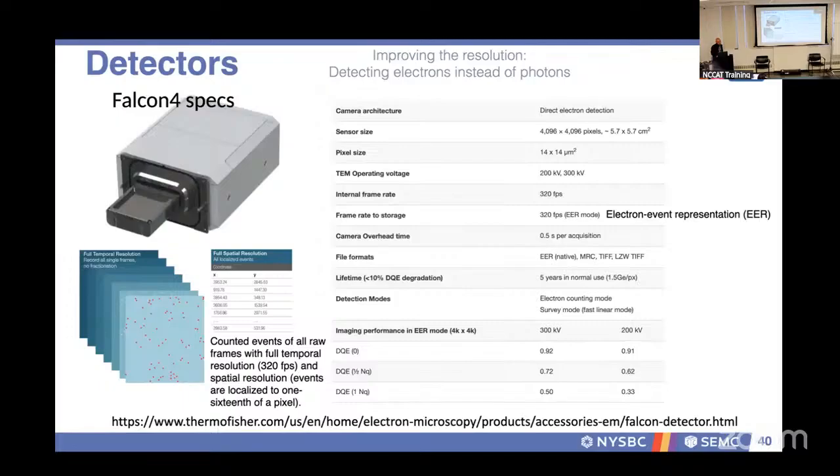what your readout speed of the camera is. So some cameras would require you to specify what your frame rate is, what your pixel size is ahead of time, and some will allow you to do that after the experiment.